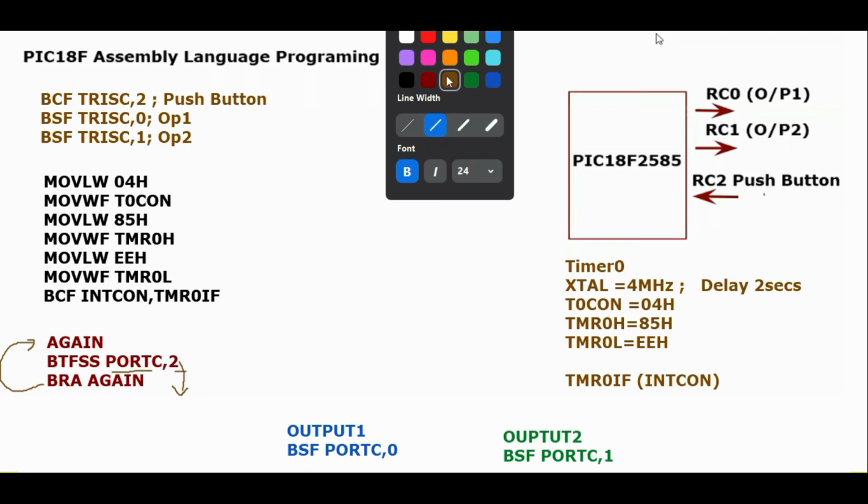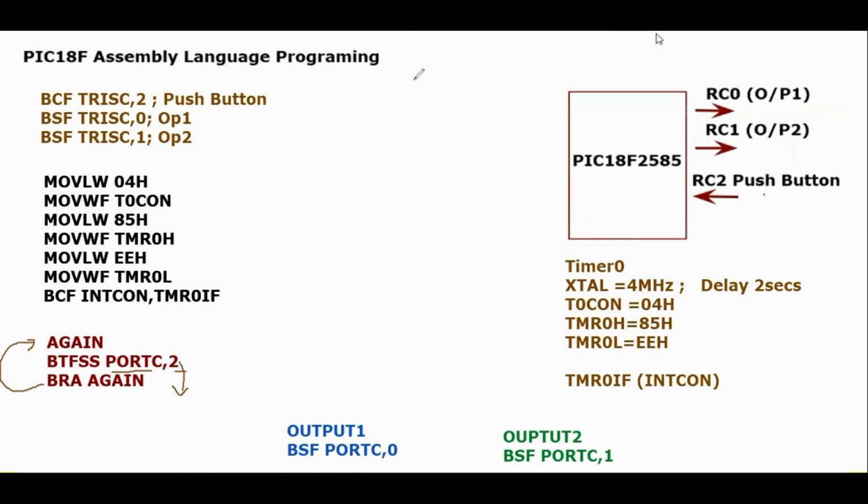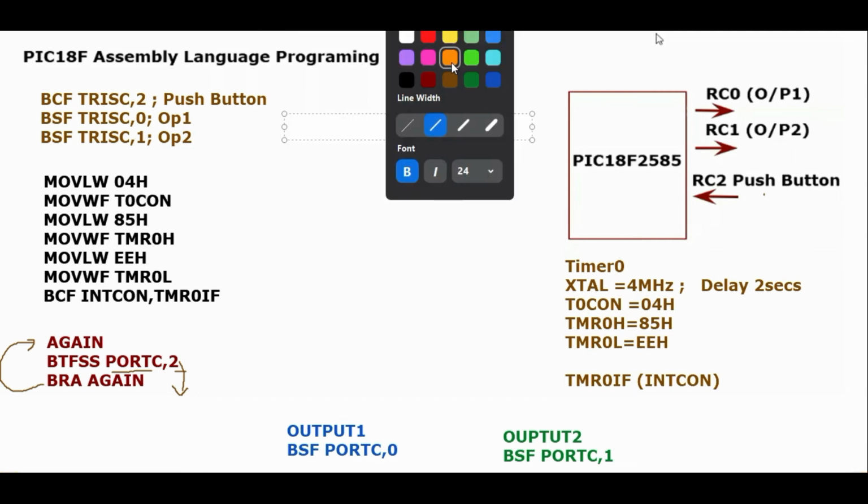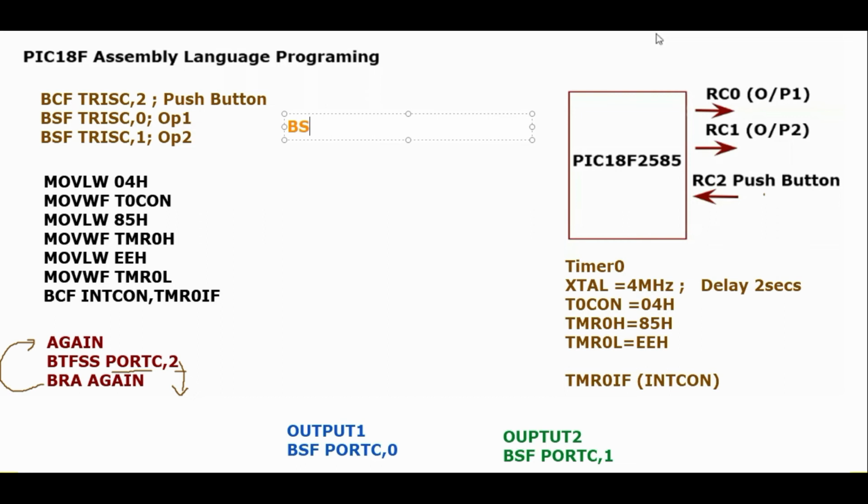Let me choose a different color. Yeah, this one. So I'm going to write BSF timer 0 control register, and its bit is timer 0 on. So we are basically turning on the timer, right? So now the timer is started, and we will continuously check for one thing.